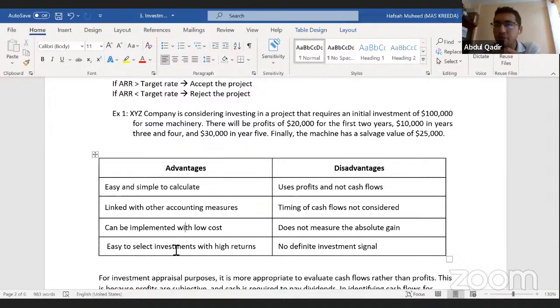But this is one of the weakest methods in investment appraisal as well. And I've listed out the disadvantages, right? It uses profits and not cash flows. Now that is a main disadvantage. Even though it is linked with other accounting measures, it is a disadvantage. Why? Because companies can manipulate profits. And when we say manipulate, it's the good and the bad. Bad in the sense where you do frauds and errors.